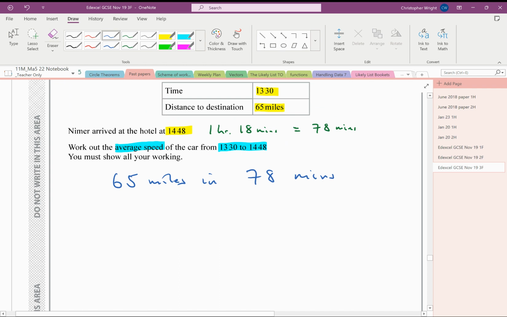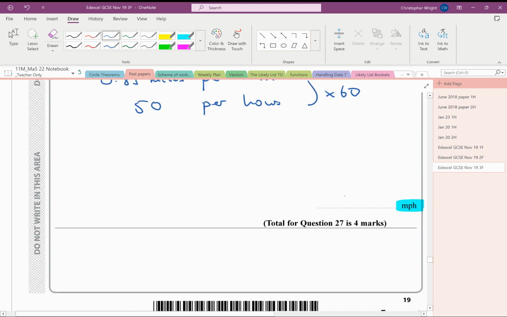So I can work out how many miles he travelled per minute by doing 65 divided by 78. So he travelled 0.83 recurring miles per minute. So I suppose if I want miles per hour, I'm just going to times by 60. So I've still got that number on my calculator. So I times by 60. That gives me 50 miles per hour. 50.